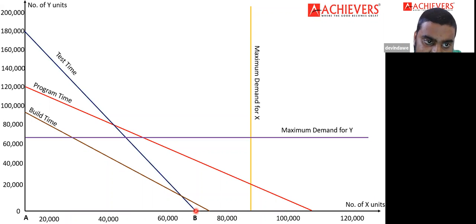So when I hit corner B, which is test time, now I have to move along the test time like this, right? I have to move along the test time like this. Clear? I can't go to this side. So when I hit the constraint, I have to move along the constraint.